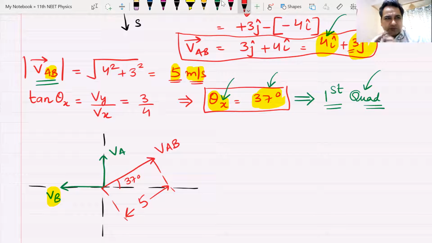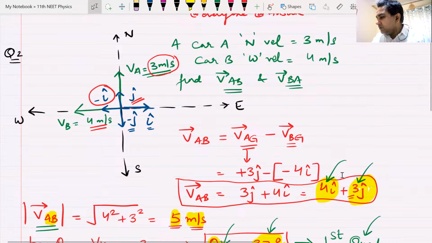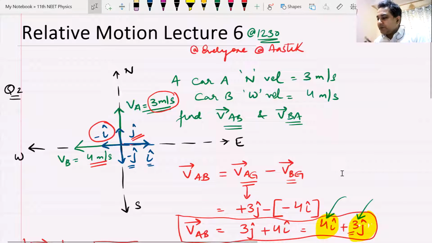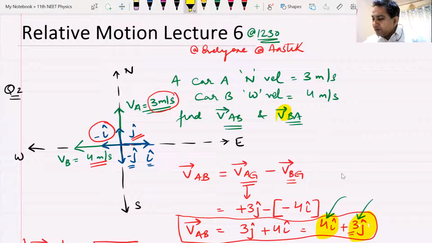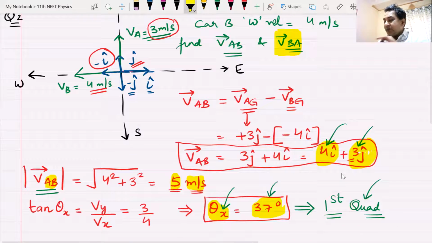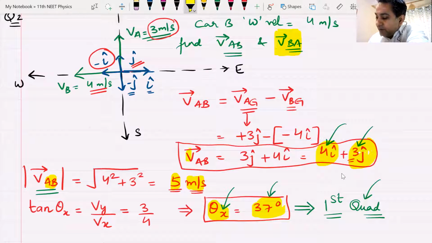And if you are attentive enough, without even solving it, you should be able to tell me the value of velocity of B with respect to A. Can anyone tell me without solving anything? Once you have found out the value of velocity of A with respect to B, can anyone tell me what will be the velocity of B with respect to A?